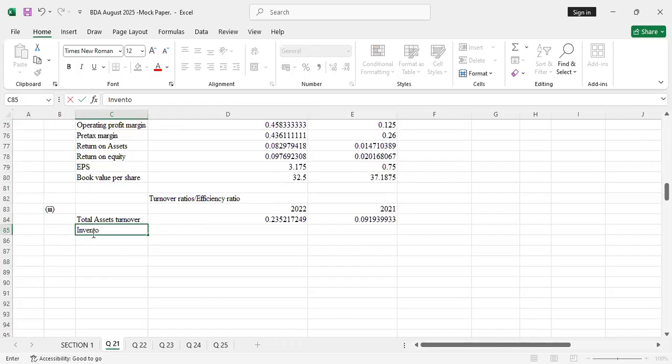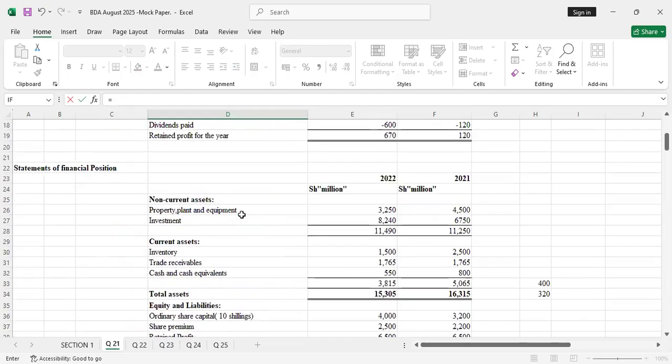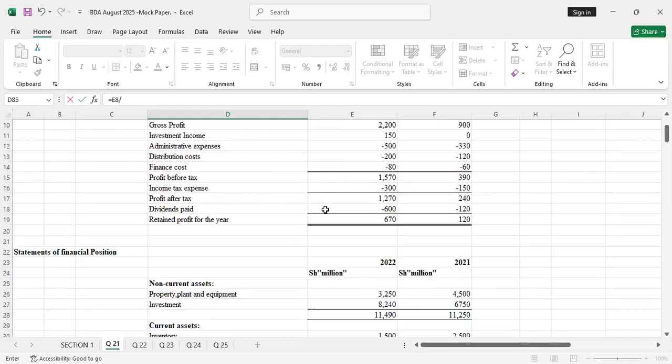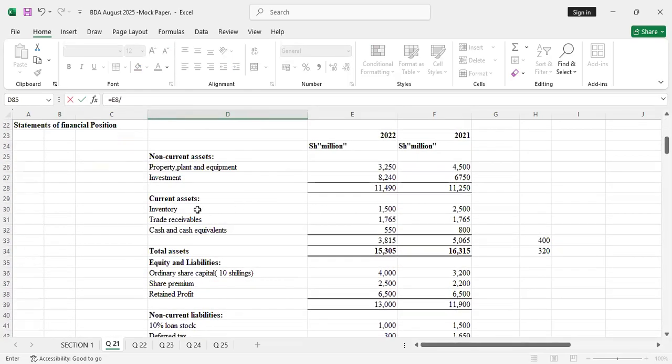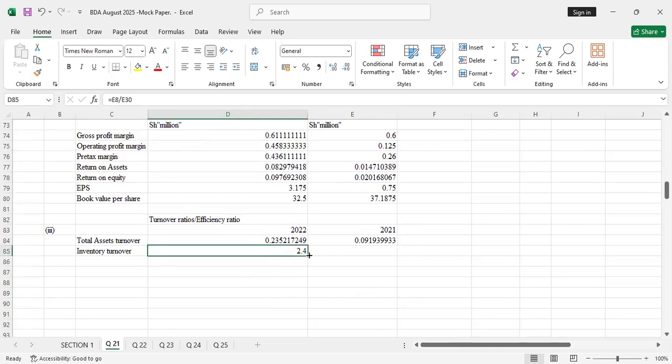The formula for the inventory turnover is also the net sales divided by average inventory. The net sales, we have agreed, is revenue. So you come here and pick revenue divided by inventory. This is our inventory. Simple as such. Then you just drag for the other year. It's giving me 0.6.